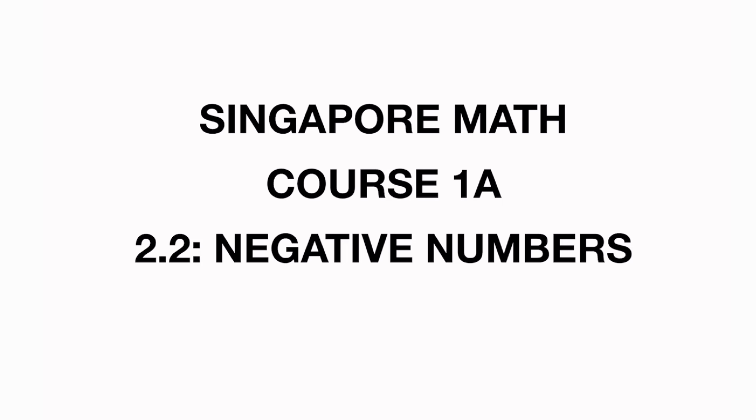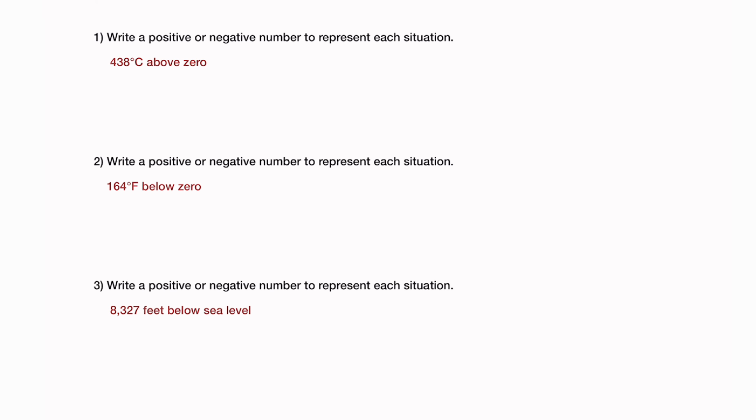Hi, here we are doing the independent practice from 2.2 Negative Numbers, Course 1A Singapore Map. Before we start, a gentle reminder to watch the content video for this chapter to make sure your concepts are clear. Let's begin. Write a negative or positive number to represent each situation.